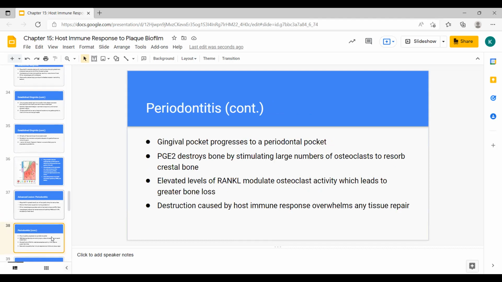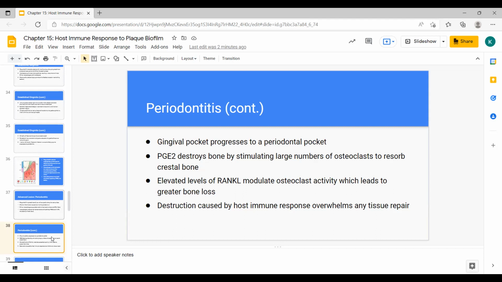The gingival pocket progresses into a periodontal pocket. So a gingival pocket is when we do not have apical migration of the junctional epithelium, right? Could still be 4 to 5 millimeters if it has some pseudo-pocketing, and we've lost some of those coronal most cells of the junctional epithelium, right? But a gingival pocket is not yet a periodontal pocket. A periodontal pocket is when we have apical migration of the junctional epithelium, okay?